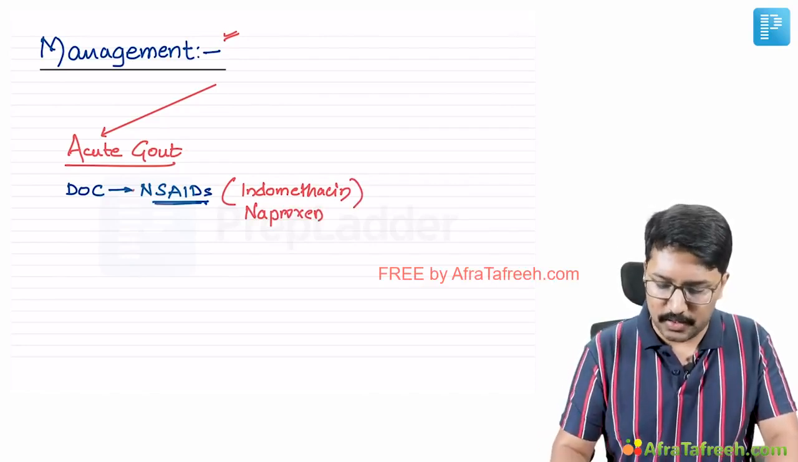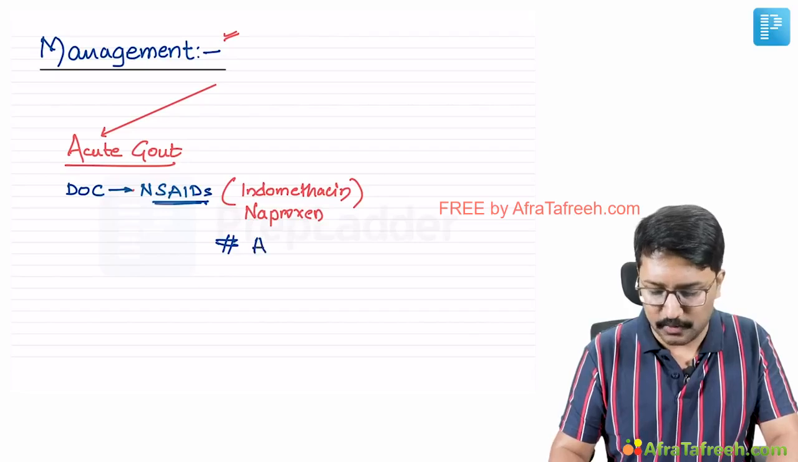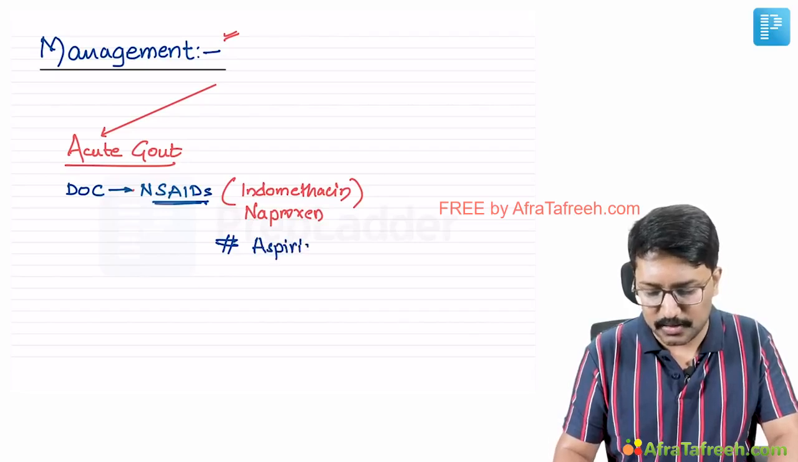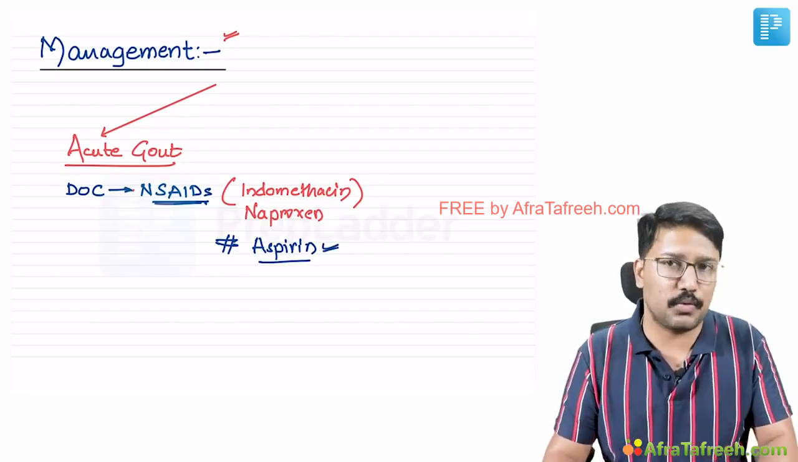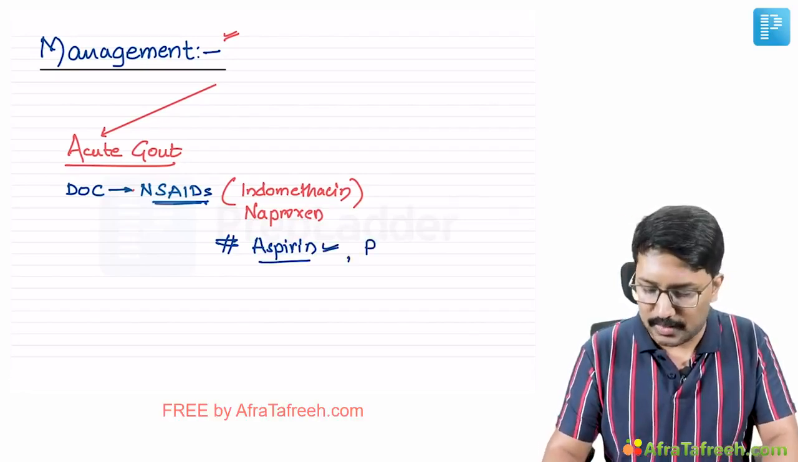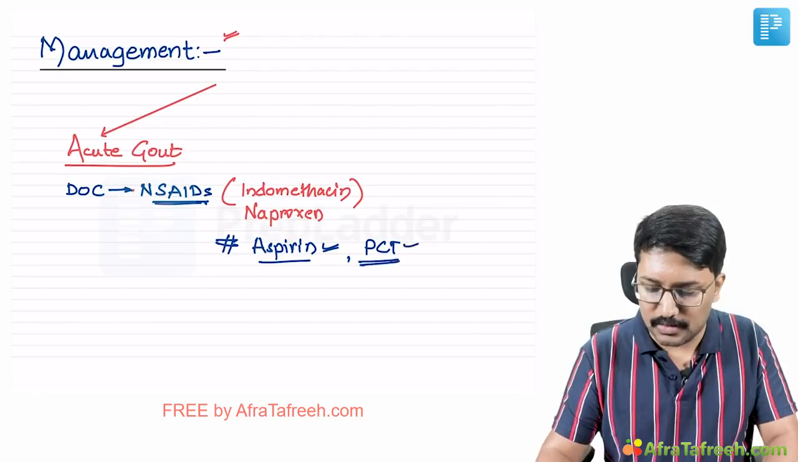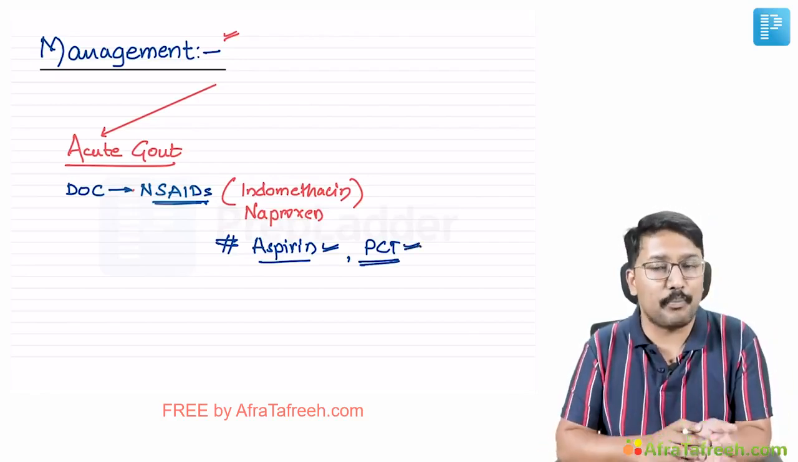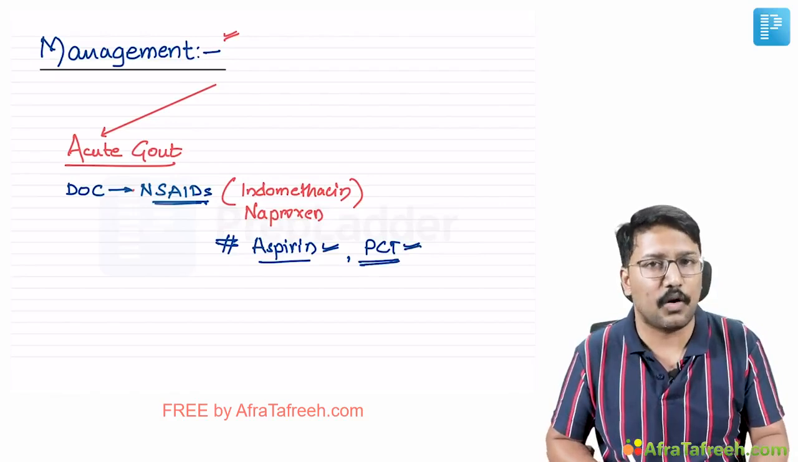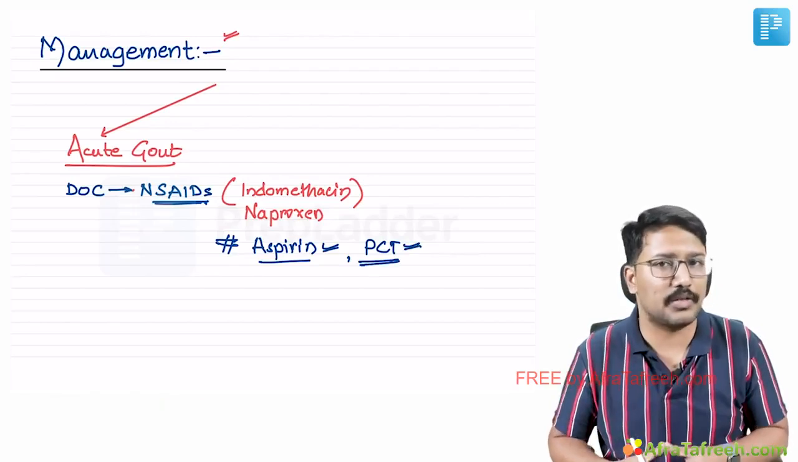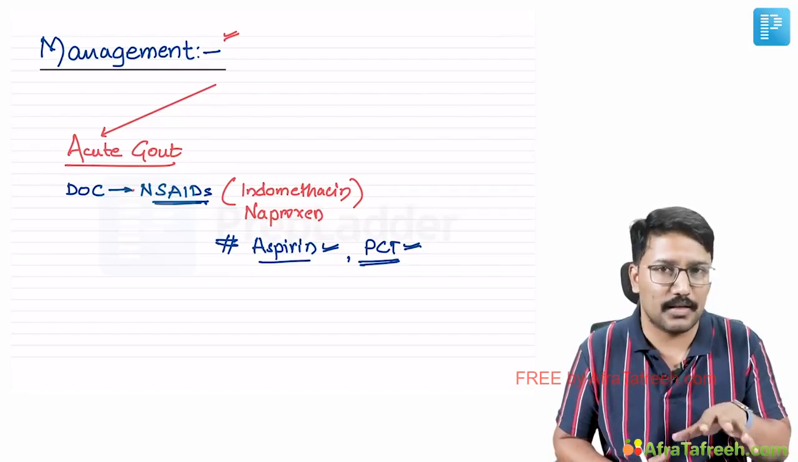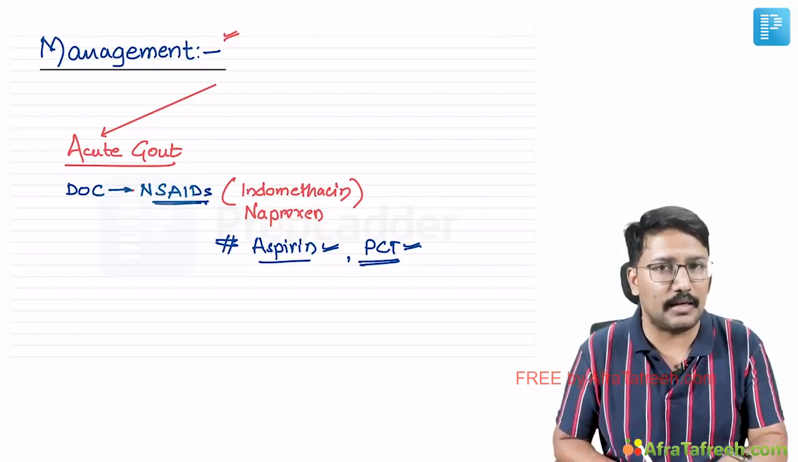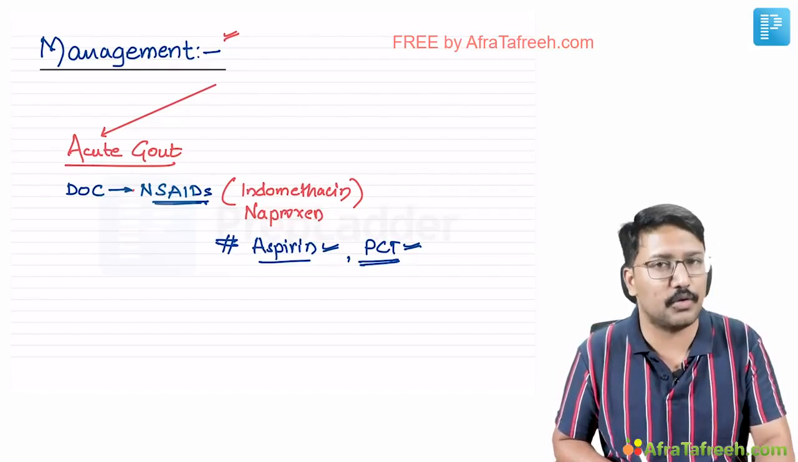What can't be used? We cannot use aspirin, as we have already discussed. Low dose aspirin is a known factor for causing hyperuricemia, one of the important drugs to cause hyperuricemia. Then we cannot use paracetamol because paracetamol is not an anti-inflammatory substance. Here the pain is because of the inflammation, not merely because of the mass effect or compression or something like that. In that case, maybe paracetamol may be to some extent helpful, but there is a severe intense inflammation, and until and unless you control inflammation, the pain is not going to come down.